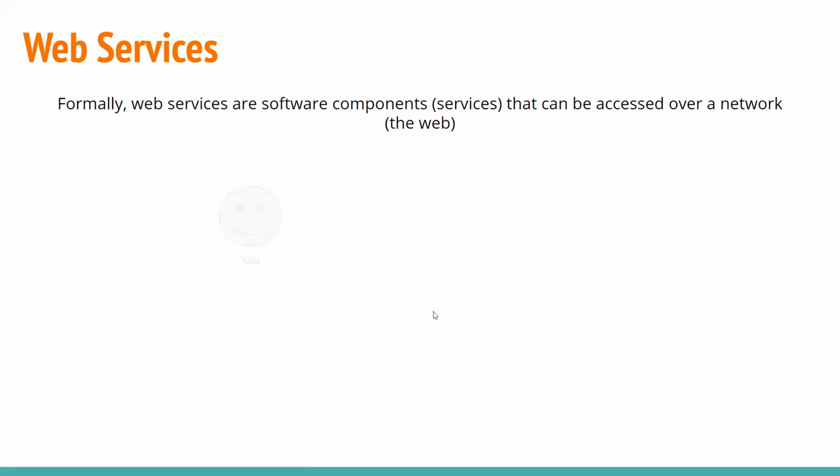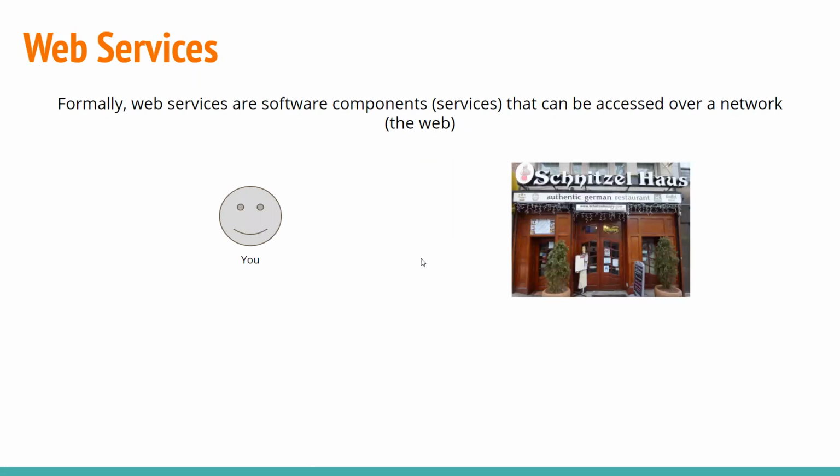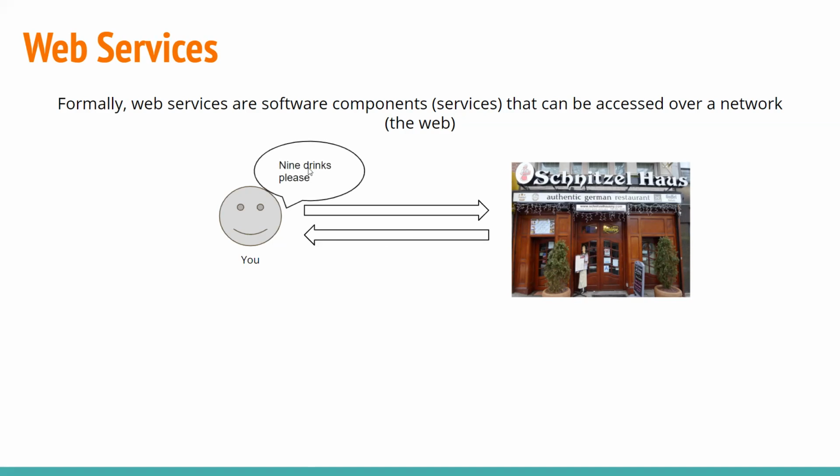So I'll give you a standard example of what you might understand as a service. We've got you here. That's you. You're going to this authentic German restaurant called Schnitzel House. Now, it might look like they can speak English, but they're so authentically German that they don't actually speak English at all. The chefs at this restaurant do not speak English. So if you want to make an order, you'll say "9 drinks, please," and they'll be like "nicht was," because 9 just means no in German. So they have no idea what you're saying.